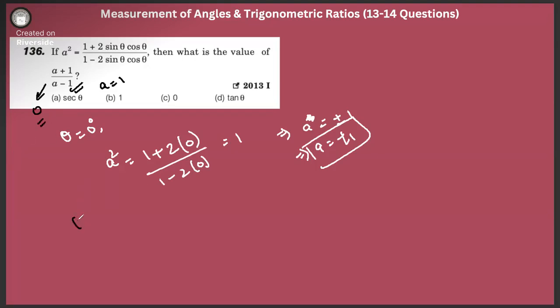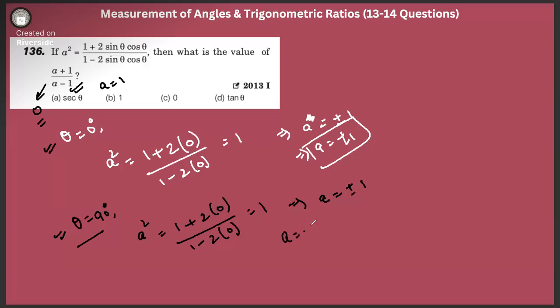Let's see what happens at theta is equal to 90. A square is equal to 1 plus, again, cos 90 will become 0. That means the whole expression will become 0, so it will again give us 1. So A is equal to plus or minus 1. Since we cannot have A is equal to 1, this is also not possible.